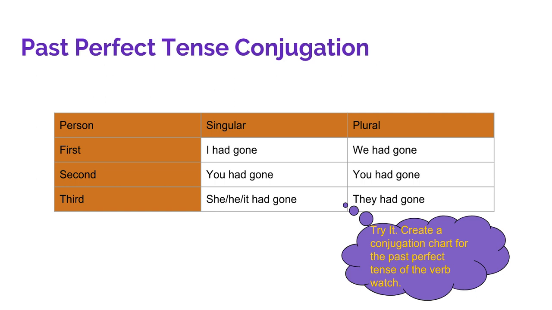Let's take a look at past perfect. You're going to do the same thing with the conjugation, but this time we're looking for past. So had gone goes all the way through, which means you're going to do something similar with watch. Pause your video and put that chart in your notes.